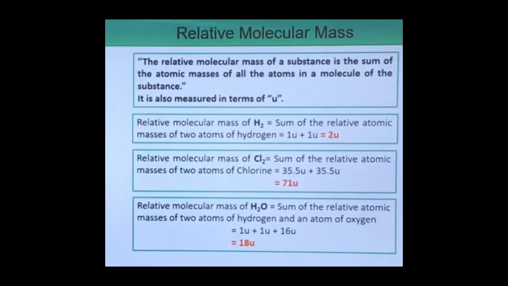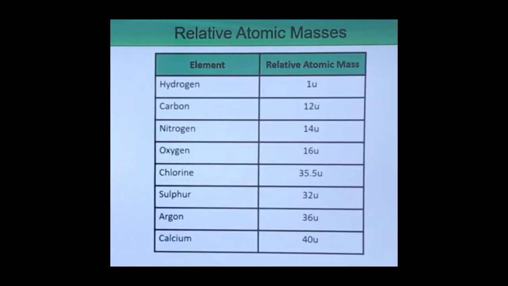In the third example, let's find the relative molecular mass of water molecule. In water molecule, we have two hydrogen atoms and one oxygen atom. What is the relative atomic mass of one hydrogen atom? It's 1 U. And what is the relative atomic mass of oxygen atom? It's 16 U.